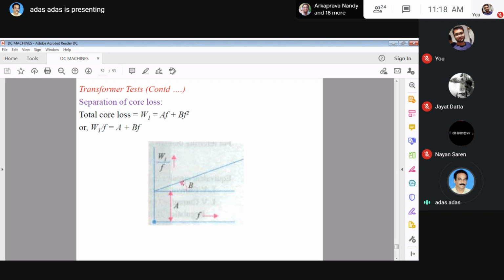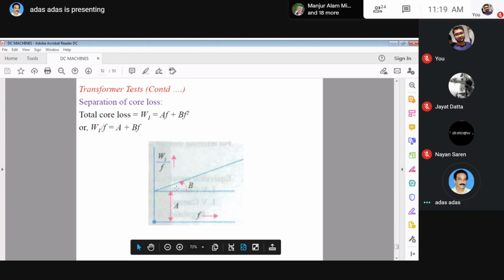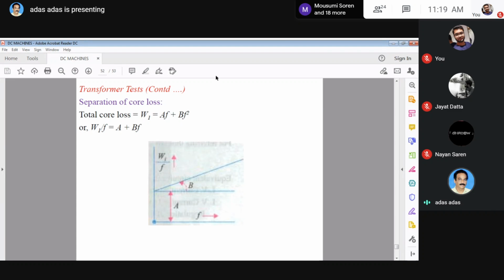Now we can extrapolate this. Okay, see that when f equals 0, it will give you A. So this portion is A, and another portion is B. However, you can calculate the two losses. One is AF, another is BF square. Okay, I think it is clear to you.